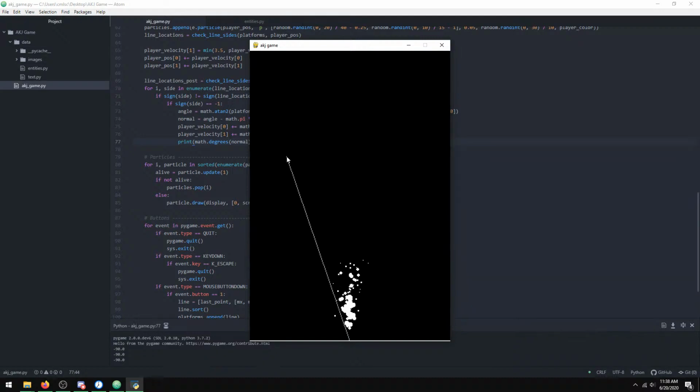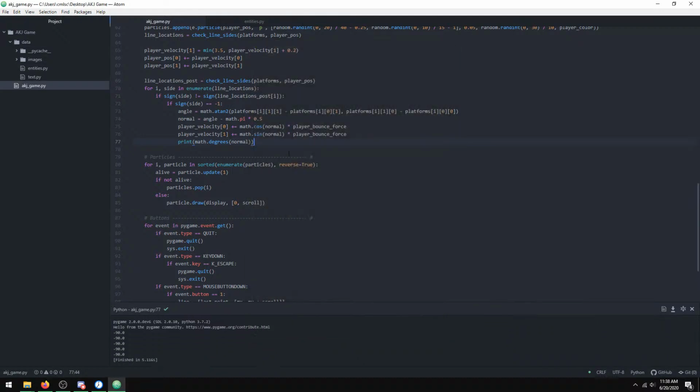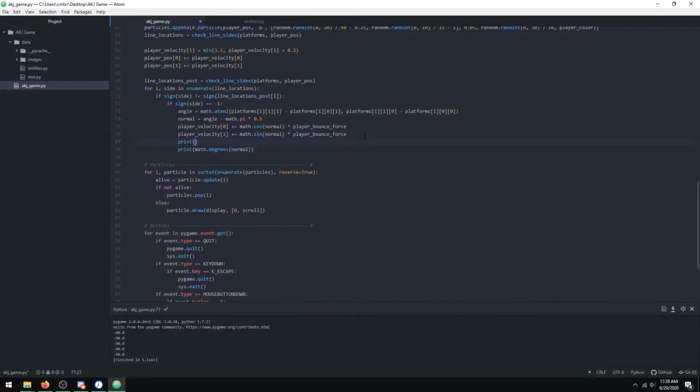So yeah, it's saying negative 90 degrees, which is accurate. And the sine of negative 90 degrees is negative... or is negative, was 1. Wait, no, it is negative 1. So, higher velocity 1. Let's see what it's saying.